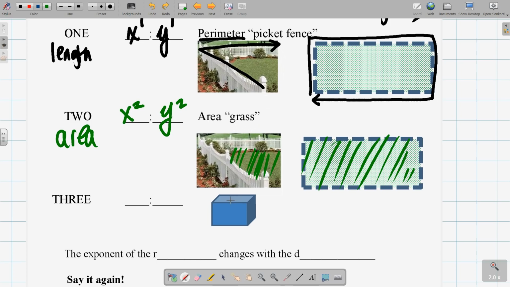Volume is a three-dimensional concept. So if this was an empty box and I filled it with water, that would be volume. Volume is a third-dimensional concept. It's going to be x to the third dimension, y to the third dimension. You will see this as we move forward.